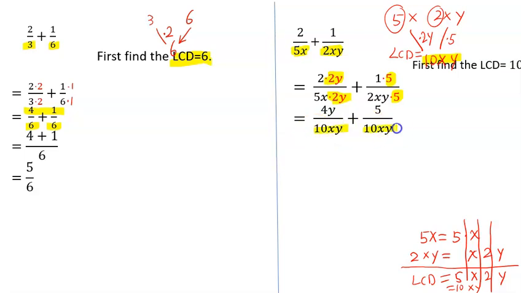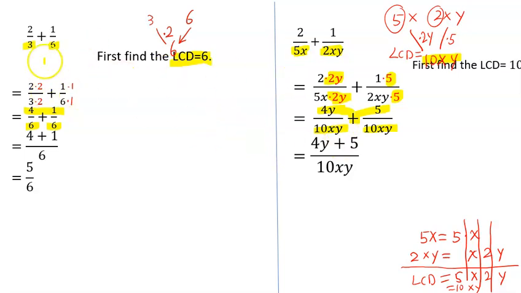Now, since they have a matching denominator, all we need to do is add the numerators together. So we get 4y plus 5. And notice 4y and the 5 are not like terms. We won't be able to combine them. So we're going to just leave the answer as 4y plus 5 over 10xy.